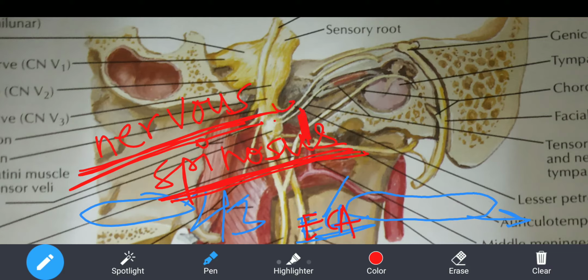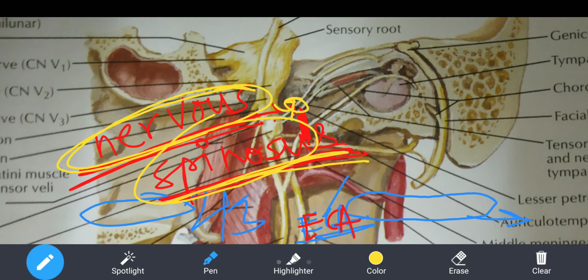And this nerve, which nerve? Just now I told you, I will show it in yellow, wait. This is the nervus spinosus. Because it is going through the foramen spinosum, it is called spinosus. And why nervus? Because it is going to supply the dura mater of the middle cranial fossa. So it is called nervus spinosus.